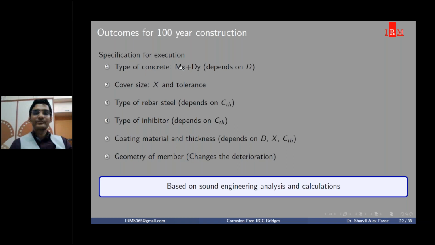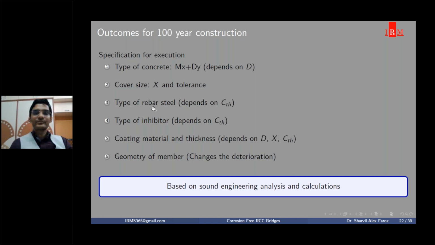So MX is the grade of concrete in terms of strength, and D is the diffusion property. So it will of course depend upon the capital D that you have, the diffusive property. So we tell the contractor, your concrete should have a diffusion value of so and so, and it should not exceed this particular value. Second, we also specify to the contractor what should be the size of cover that should be defined, along with its tolerance.